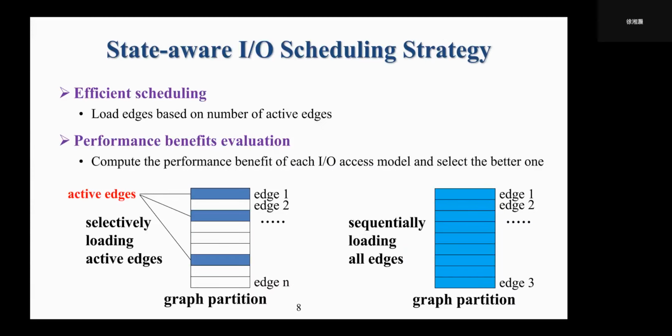To enable the system to make a right decision between these two kinds of I/O access models, we implement an efficient performance benefit evaluation model. Specifically, before the execution of each iteration, the system first computes the performance benefit of each I/O model and selects the better one. The performance benefit is estimated based on the I/O cost of each I/O access model.